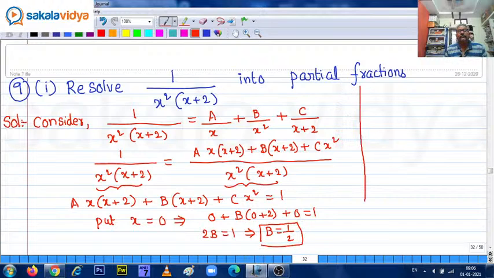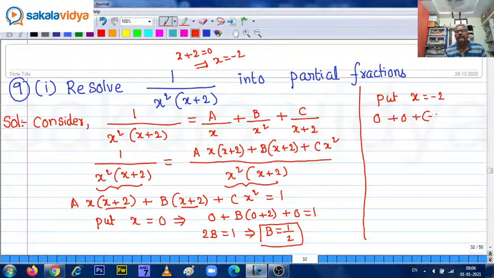Now we can suppress this x plus 2 factor. Suppressing means x plus 2 is equated to 0, so x is equal to negative 2. Now put x equal to negative 2. This x plus 2 becomes 0, this x plus 2 becomes 0. So 0 plus 0, plus c times minus 2 square equals 1. This is c times 4 equals 1, so c equals 1 upon 4.